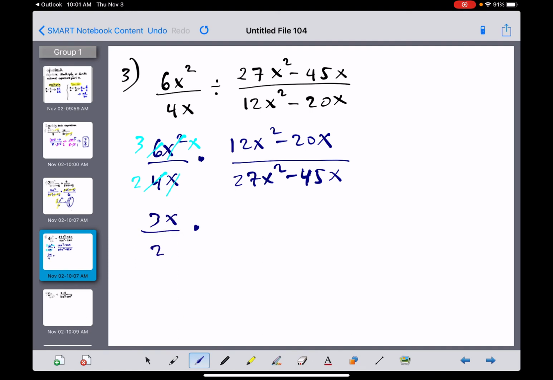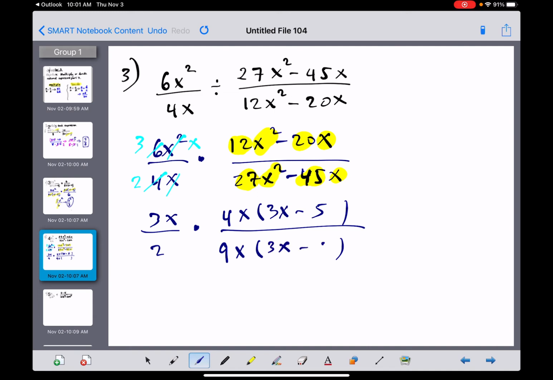Now the second part, if we look carefully, we have a GCF here. So 12 and 20, they have 4 in common. x squared and x, they have an x in common. So the GCF is 4x. So you factor it out. Then you would have 3x minus 5. Same thing at the bottom, 27 and 45, we have a 9 in common. And x squared and x, we have an x in common. So the GCF is 9x. Then inside you should have 3x minus 5.